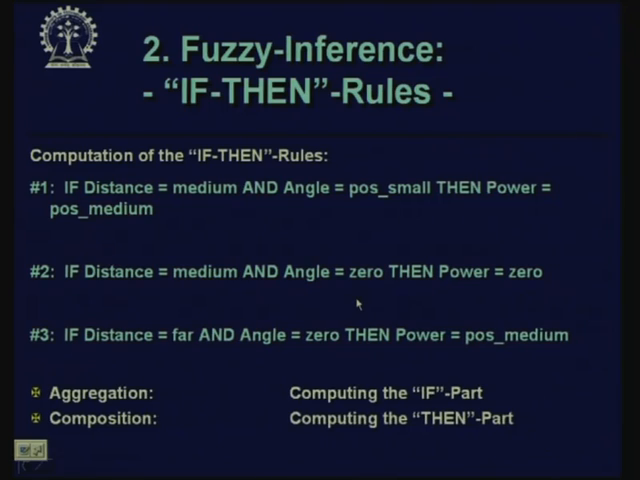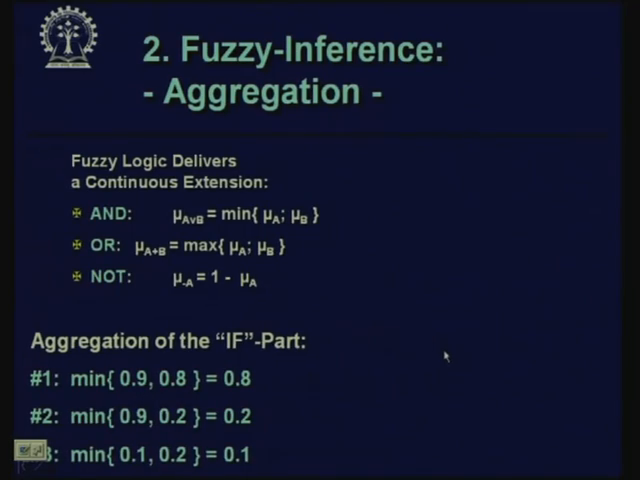After doing the fuzzification, we will apply the rules. Suppose there are a couple of rules. If distance is medium and angle is positive small, then power is positive medium. If distance is medium and angle is 0, then power is 0. If distance is far and angle is 0, then power is positive medium. So, we need to do two things. First, we have to do the aggregation. That means, first we have to do the computation of the if part, and composition is computation of the then part. The computation of the if part we have already discussed.